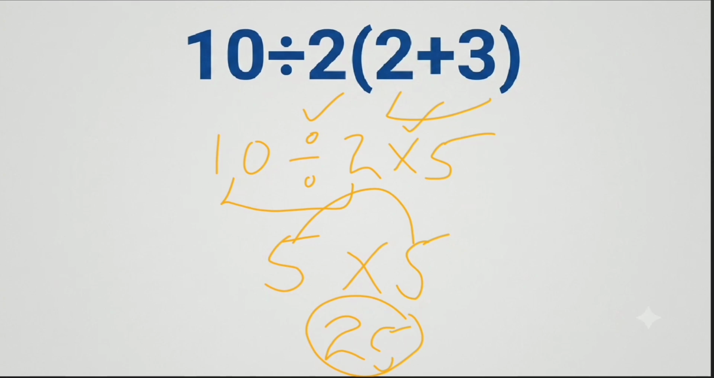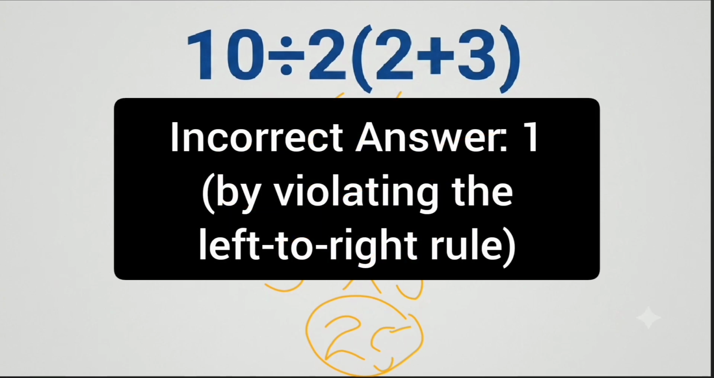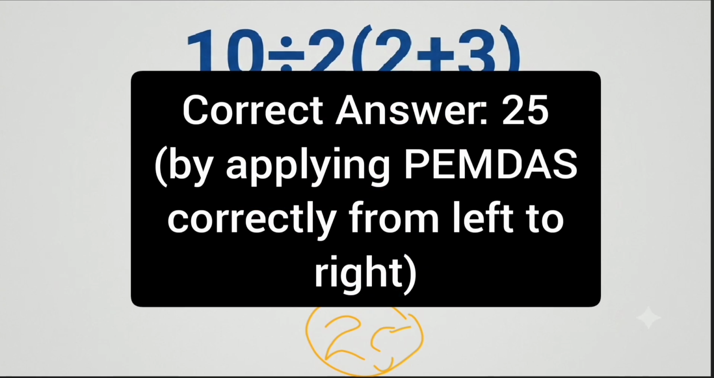Summary of this question: 1 is incorrect because it violates the left to right rule. 25 is correct because it applies PEMDAS correctly from left to right.